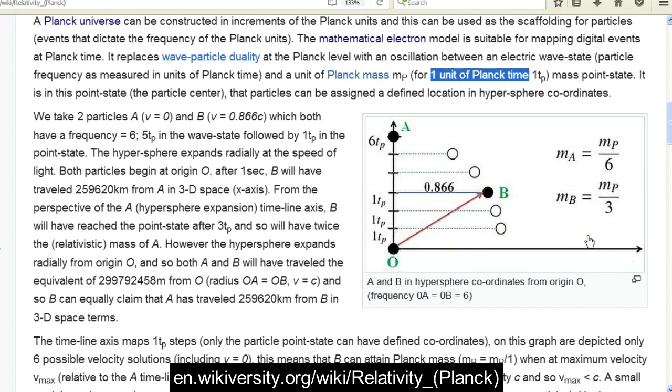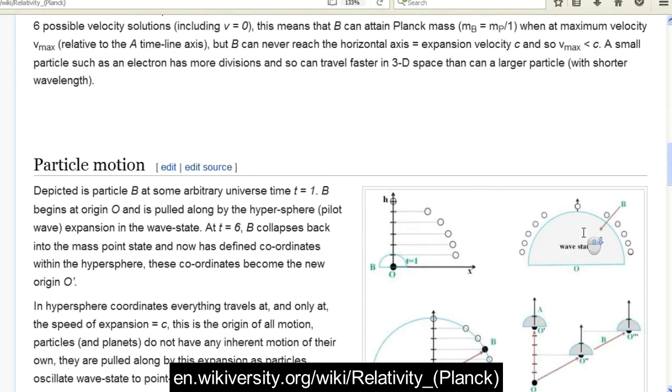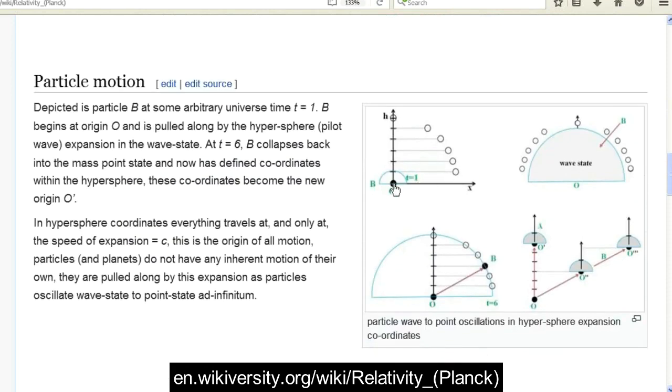In this diagram, we start with B at origin O, and here t equals 1, arbitrary time t, and B is in the wave state. As the universe expands, it pulls B along with it, and the wave state expands correspondingly. At t equals 6, the particle B collapses back into the point state. And then we find that this point state becomes the new origin O. The universe continues to expand, the wave state collapses back into the point state, again a new origin O, and so on, ad infinitum, or to the end of the universe.